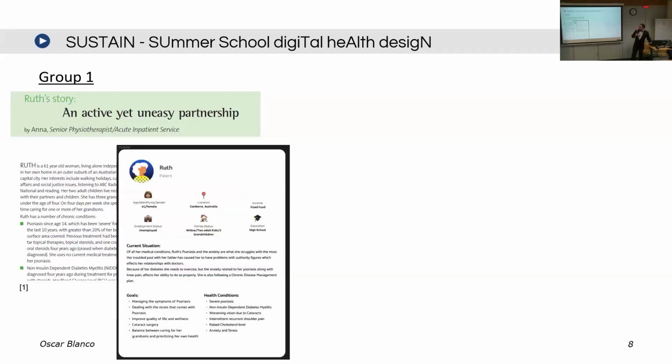So what group 1 did was they started by creating a persona. So after reading through all the different pages and discussing it amongst one another, they created a visual persona of what Ruth or similar people to Ruth could look like.